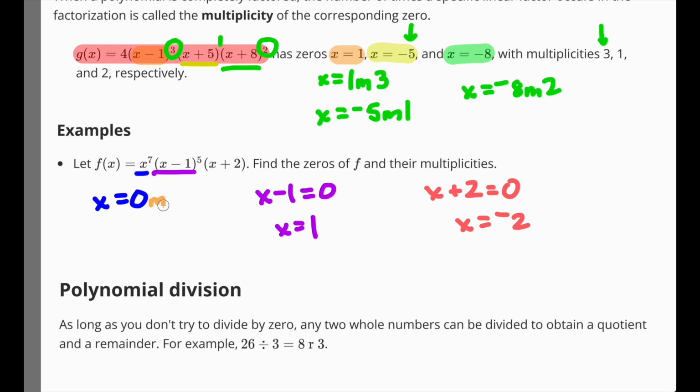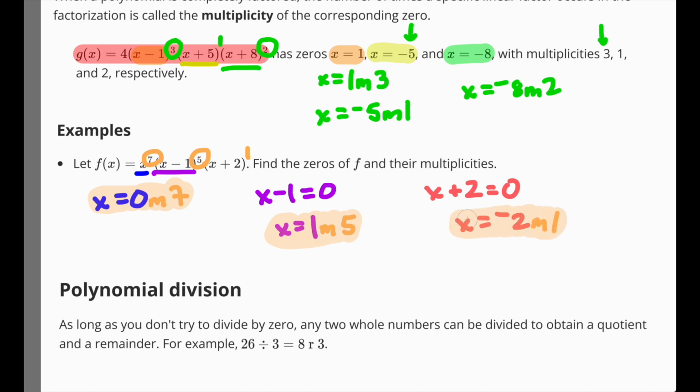So this first one is 0. It has a 7 for the power, so it's multiplicity 7. The next one, it's 5, so it's multiplicity 5. The next one, it's invisible. It's just a 1, so you're going to say multiplicity 1. And basically, that's the answers for this problem. This one, that one, and this one.